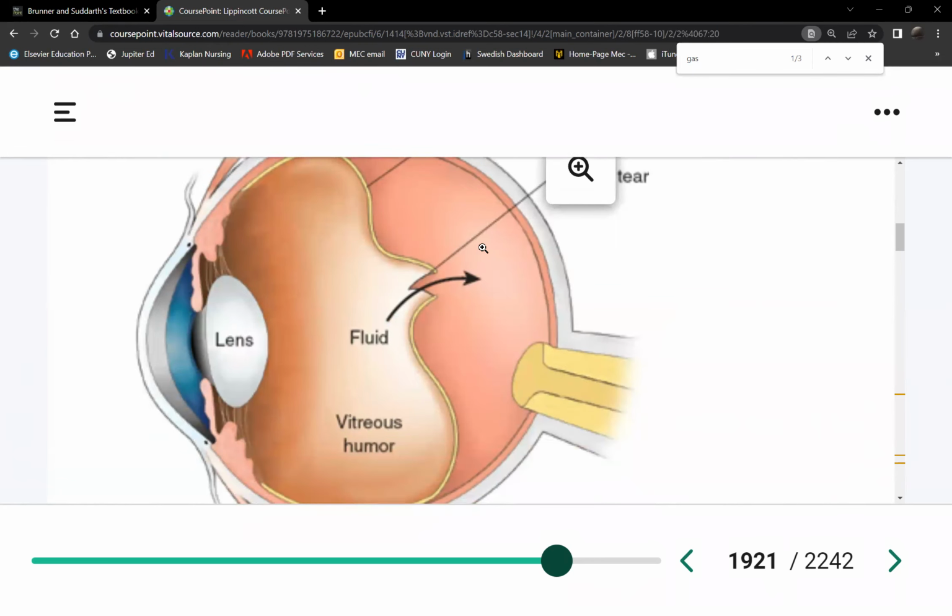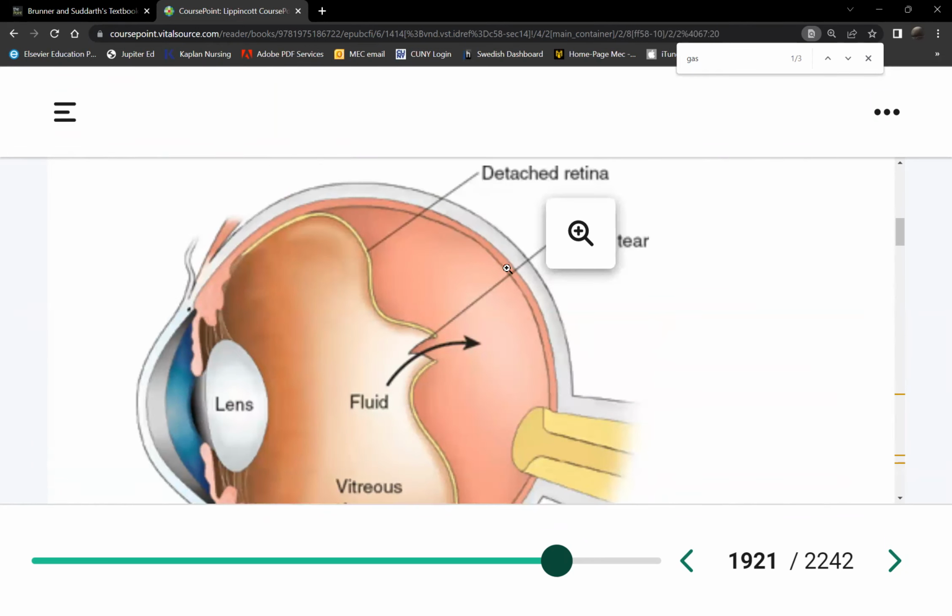So if the tear is like this, what do you think will be the position? So we'll put the gas bubble here. The gas bubble will push it against this way, right? Therefore, what head position will the patient assume if it's right there? Slightly like this, so that the gas bubble rises and does this.